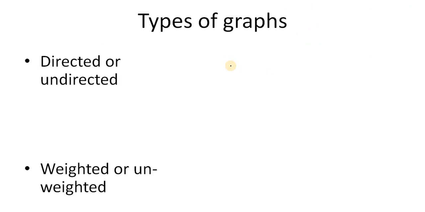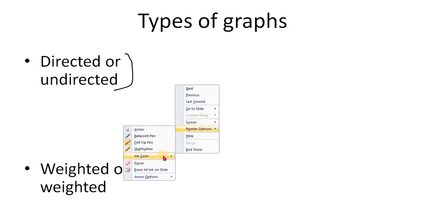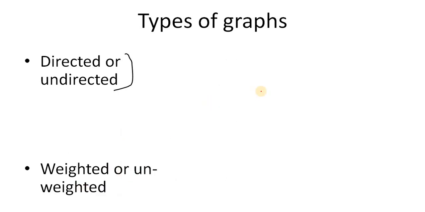So now we have types of graphs. How many types of graphs do we have here? We have directed graphs and undirected graphs. The first thing, this one here: directed or undirected. What's the difference between directed and undirected? Let's take an example of the last one. This is node A, this is node C, and this is node B. We have 3 nodes.